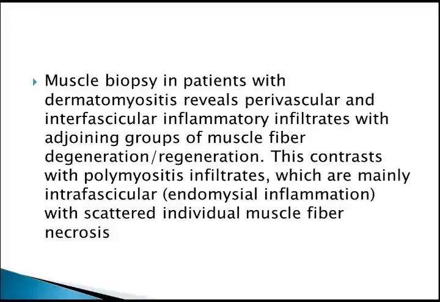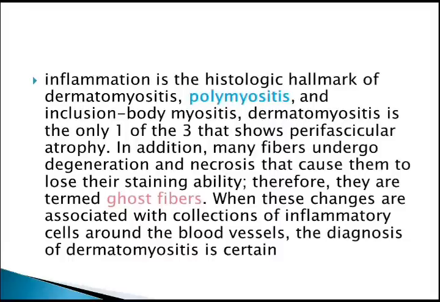Okay, dermatomyositis reveals perivascular and interfascicular inflammatory infiltrates with adjoining groups of muscle fibers showing degeneration and regeneration. This contrasts with polymyositis, where infiltrates are mainly intrafascicular. Very important, they are intrafascicular, whereas here they are interfascicular. Endomysial inflammation with scattered indifferent muscle fibers and necrosis.